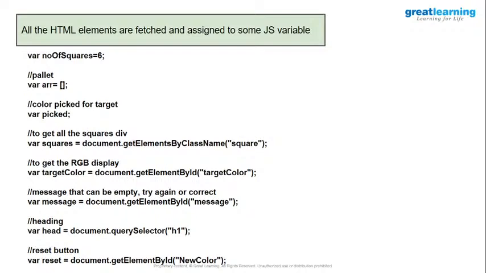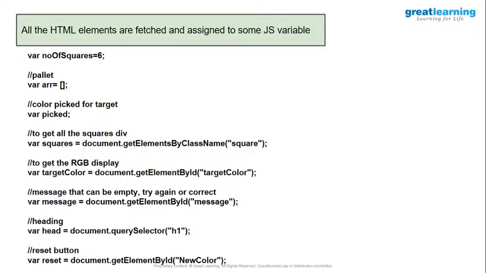So we use this array to store the colors. Then whatever target color we picked, we need to check whether it is the color that is written above and whether those colors are the same. Now we are fetching the squares with the help of the document object model, by class name. All the classes have been fetched. Squares is the class that we fetched.